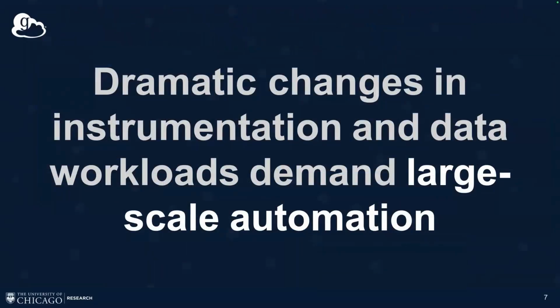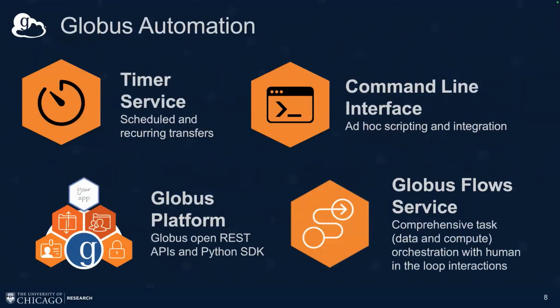So this dramatic change in the amount of data that we're producing as researchers, and also the workloads that are being generated, just analyzing all that data, curating it, sharing it with collaborators, et cetera, demands larger and larger scales of automation. And so what I wanted to do today was give you an overview of how Globus can help you with that automation. What we have on the screen right now are 4 of the key elements of the Globus system.